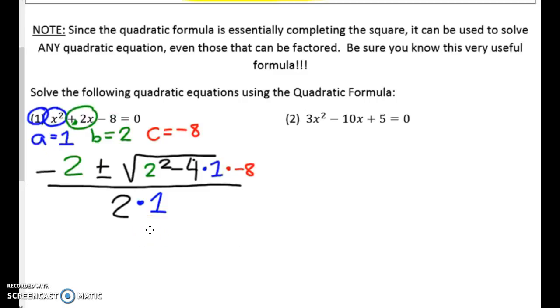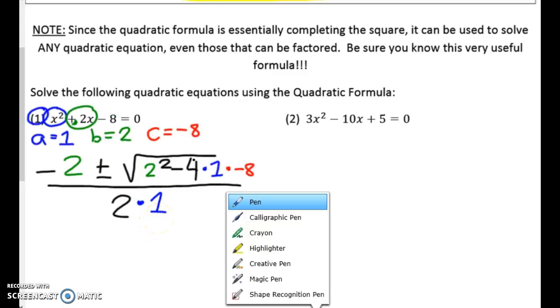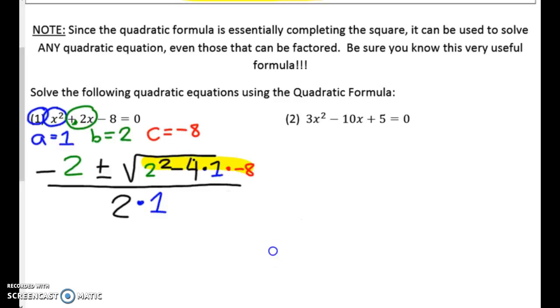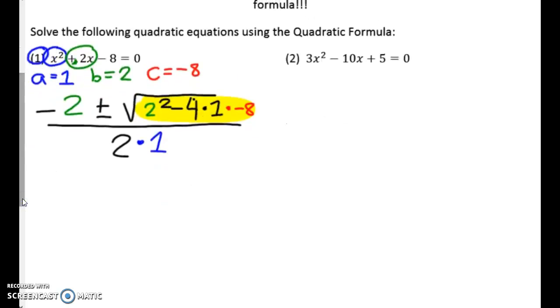All I have to do now is some simplification. The number one part of this quadratic formula that you need to simplify before you do anything is going to be that radicand, the stuff that's inside the radical. So to do that, remember that we have to use our order of operations. So we have to first take care of the exponent, which means we have to take 2 squared. So I'm going to rewrite here below the simplified square root. So the 2 squared here is going to be 4.